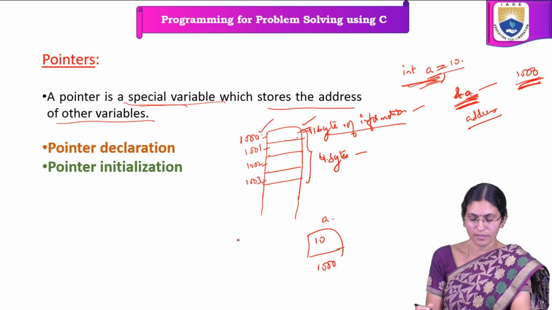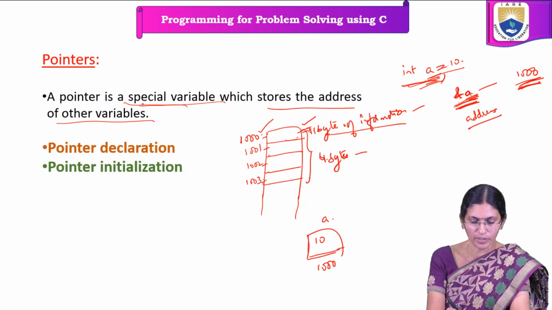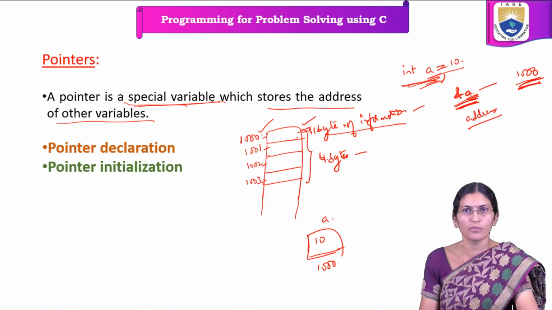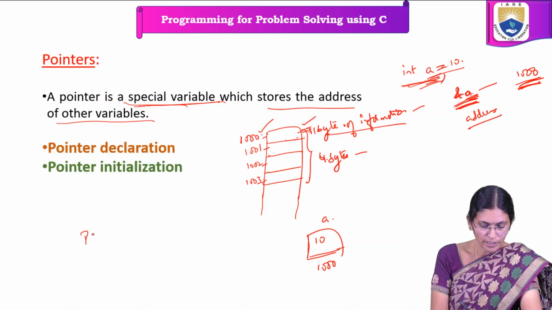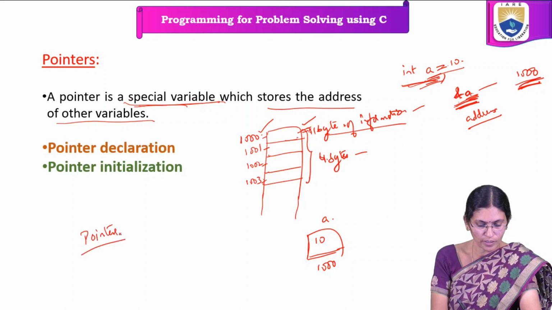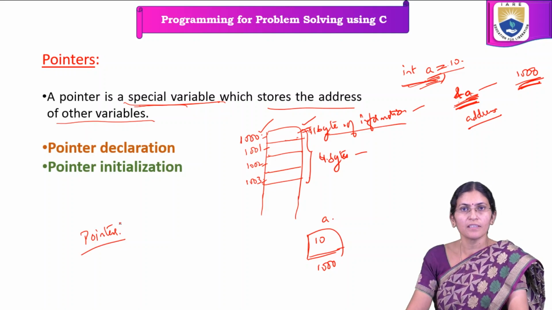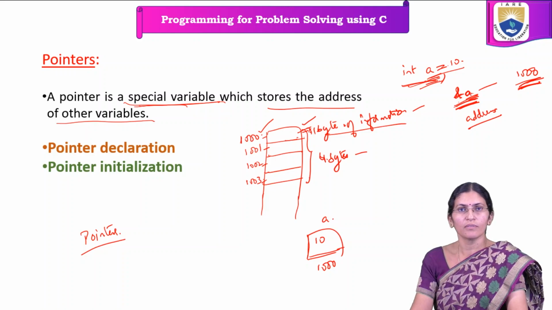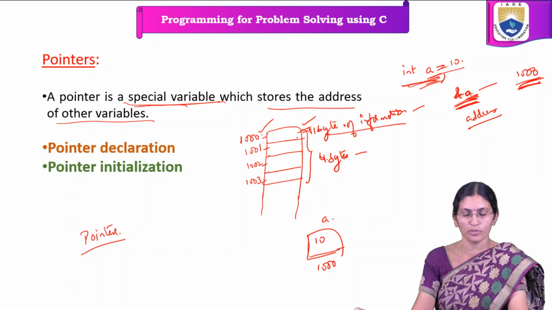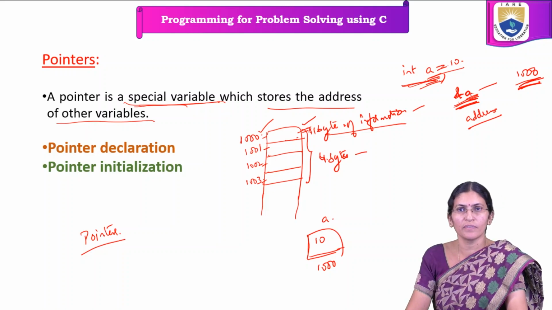Now, what is a pointer? A pointer is a special variable which stores the address of another variable. Let us discuss it with an example. Suppose in a building there are a number of rooms and each room has a number. If you want to go to a particular room, we can go with the help of the room number. Similarly, a pointer is also a variable which can point to a variable. Pointing to a variable means storing the address of the variable.